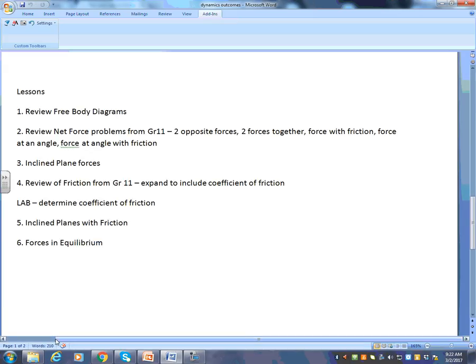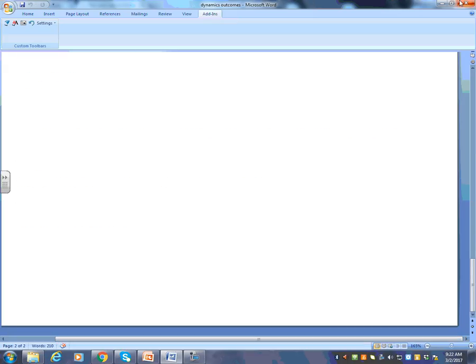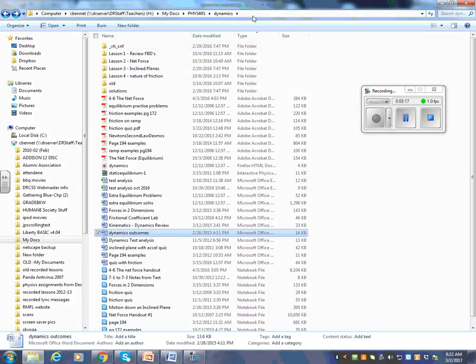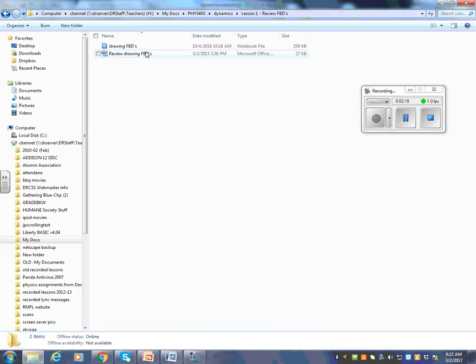That doesn't mean 1 day per each, but that's sort of the little subunits. Today is review free body diagrams, so that'll be 1 day. And then tomorrow we'll review net force problems from grade 11 and those kind of things, and then we'll get right into the inclined plane. So let's begin with those free body diagrams from last year. Now, some of you that just finished grade 11 will recognize this handout.